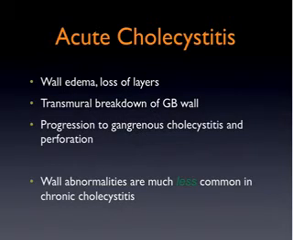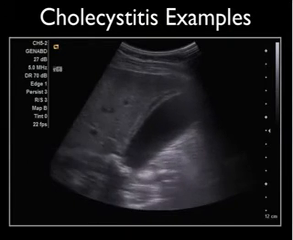What I'll also add to this list would be a dilated common bile duct, which may be the etiology of the cholecystitis due to a stone obstruction. Of note, wall abnormalities are much less common in chronic cholecystitis. So what do you end up seeing?